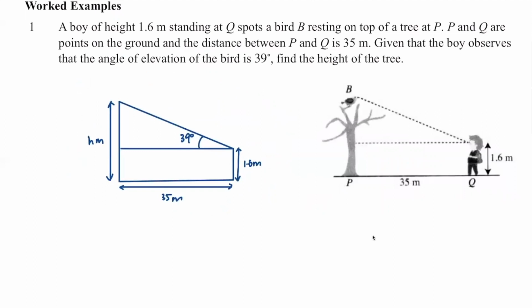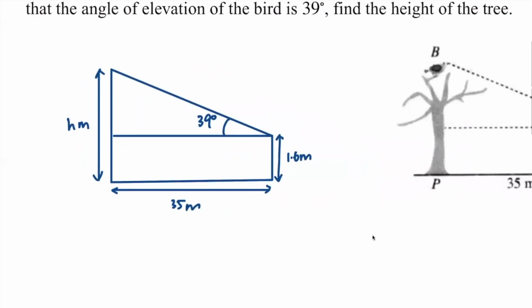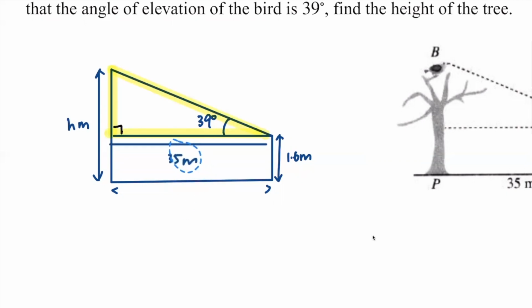Okay, so what happens here is there are quite a bunch of information that you need to work out, but the important thing is you must realize that this one here is a right angle. Okay, because you look straight ahead underneath the tree, and the tree is assumed to be standing vertically lah. Okay, so why is this important? Because number one, you know that this is a right angle triangle, and you know that this is 35, he's standing at 35 meters away. So this is also 35.